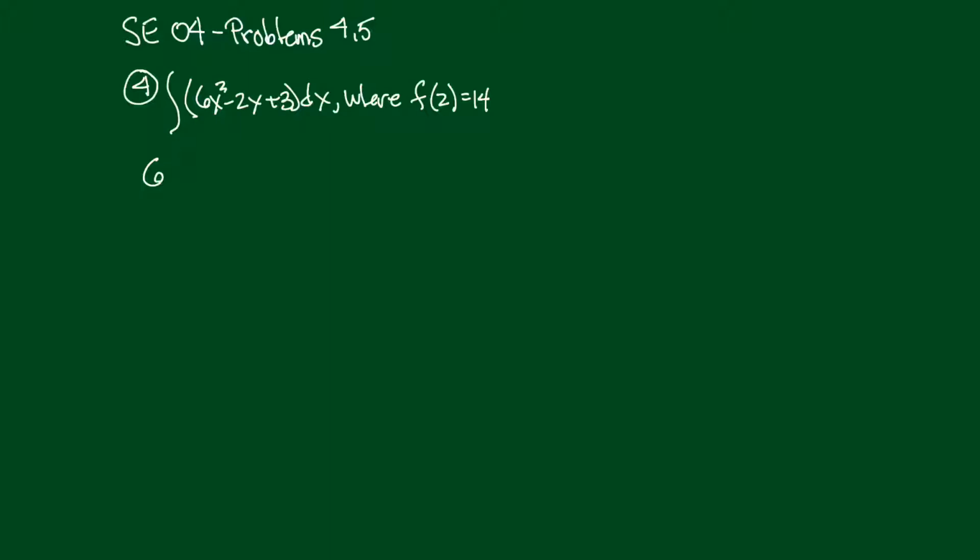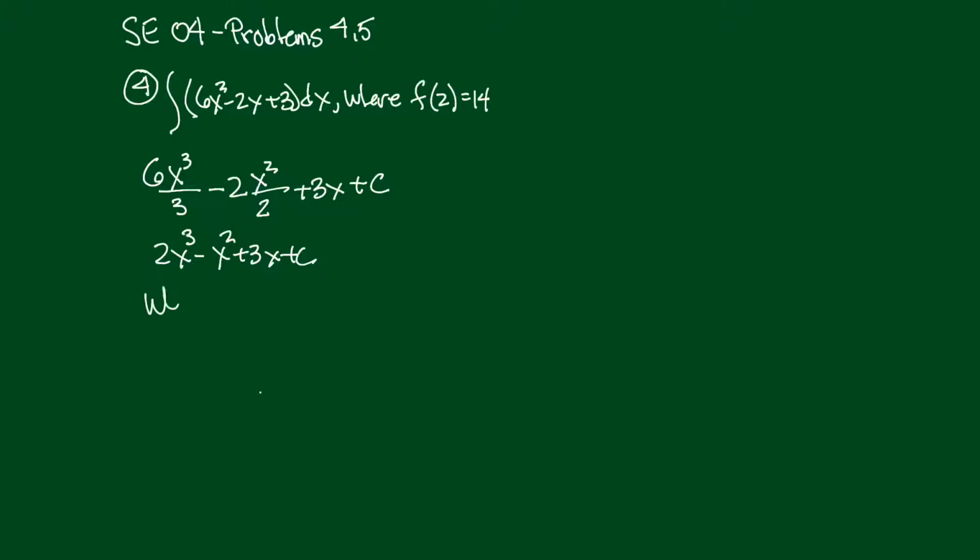It's going to be 6. We could simplify as we go, but I'll write this one. Increase the exponent by 1, divide by the new exponent, minus 2. Increase the exponent by 1, divide by the new exponent, plus 3 and x, right? And then we actually do get the plus c here for a while. So let's simplify. 3 into 6 is 2, so we get 2x cubed minus x squared plus 3x plus c.